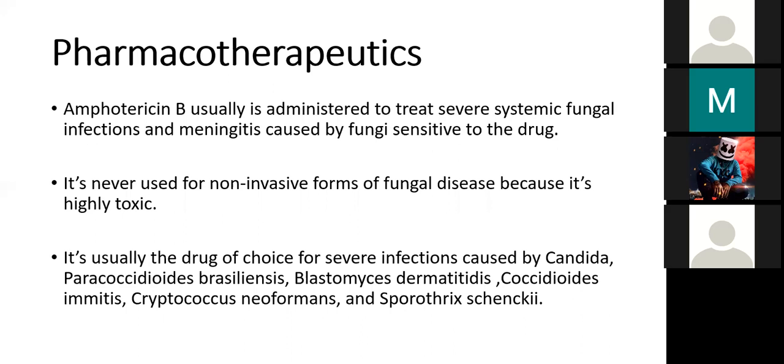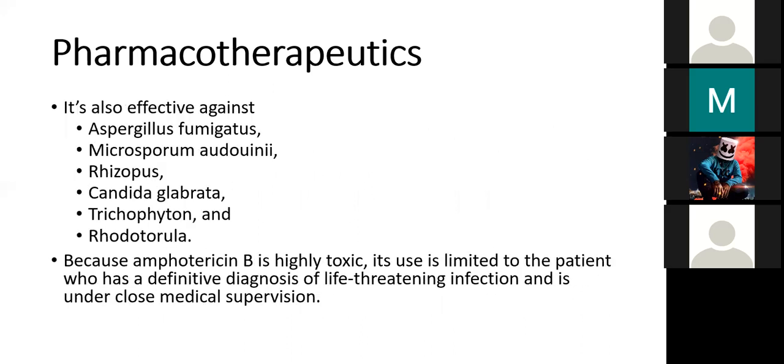It is usually reserved for severe fungal infection because it is highly toxic. Some of the organisms it is effective against are Candida, Paracoccidioides, Blastomyces, and Cryptococcus neoformans. That's what typically causes the cryptococcal meningitis. Because it is highly toxic, you usually give it to patients who have life-threatening infection, and you need to monitor the patient closely. So if you think that there's a patient who needs amphotericin B, then it's best to refer this patient to a tertiary center.